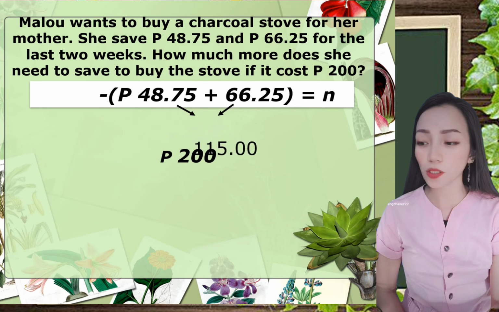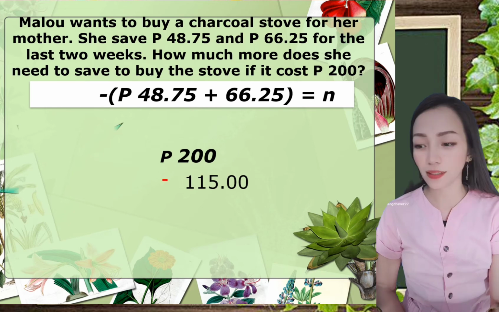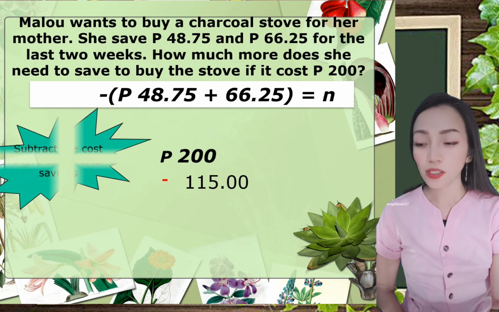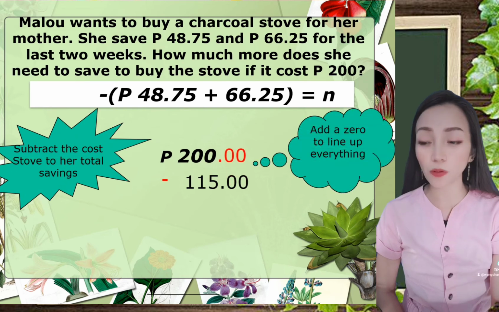Subtract the cost of the stove from her total savings. Add a 0 to line up everything. So, the answer is 85 pesos. She needs to save 85 pesos to buy the stove.